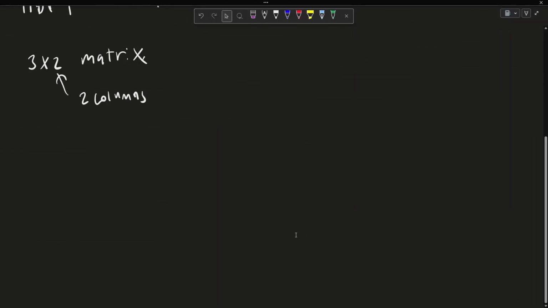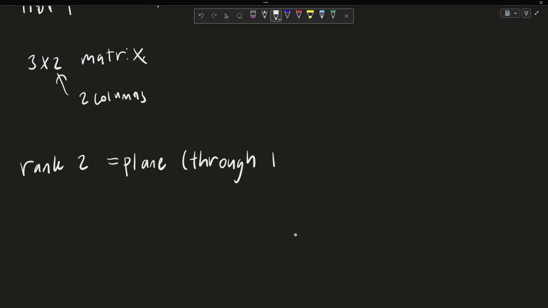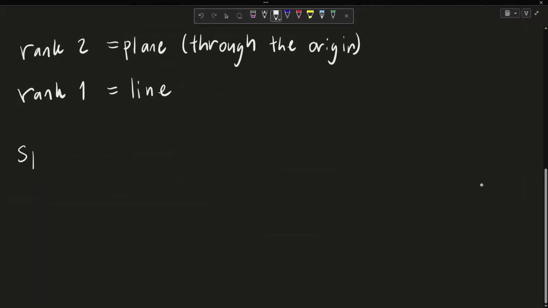Taking some more specific examples, a rank of 2 represents a plane. More specifically, this is a plane through the origin. A rank of 1, as you might imagine, is a line. Now we have this special case of a rank 0.